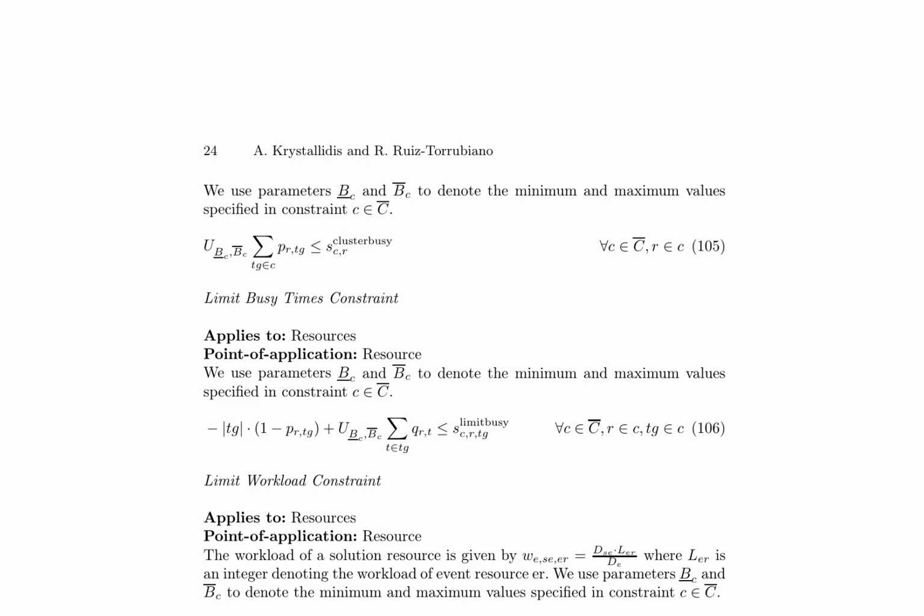The paper then moves on to the cluster busy times constraint, which aims to limit the number of busy times within a cluster. This constraint uses parameters BC and BC to denote the minimum and maximum values specified in a given constraint, and it ensures that the number of busy times in a cluster does not exceed a certain threshold. Next, the limit workload constraint is discussed, which focuses on limiting the workload of a solution resource. The workload is calculated based on the duration and length of events, and the constraint ensures that the total workload does not exceed a specified limit.